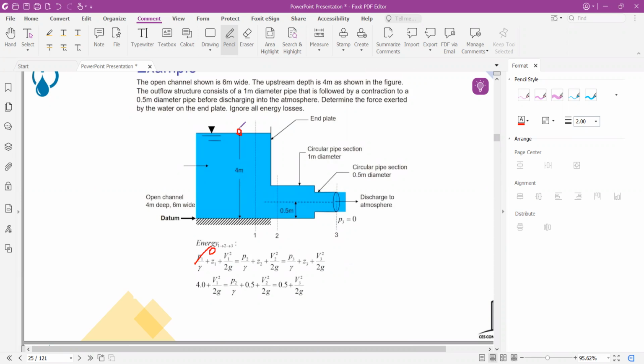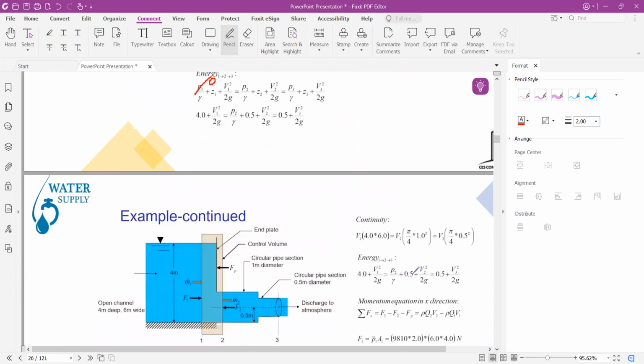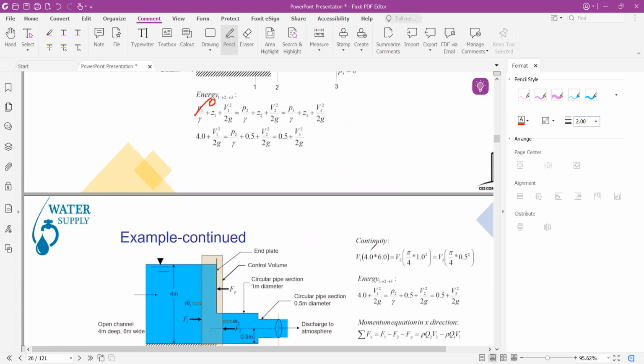due to the zero atmospheric pressure. And by considering the bottom of the river or reservoir as a datum, the elevation head of the surface of the water will be equal to 4. We don't know the velocity head because we haven't derived it yet. We will derive that by plugging into the momentum equation, and then we can get the velocities V1, V2 and V3.